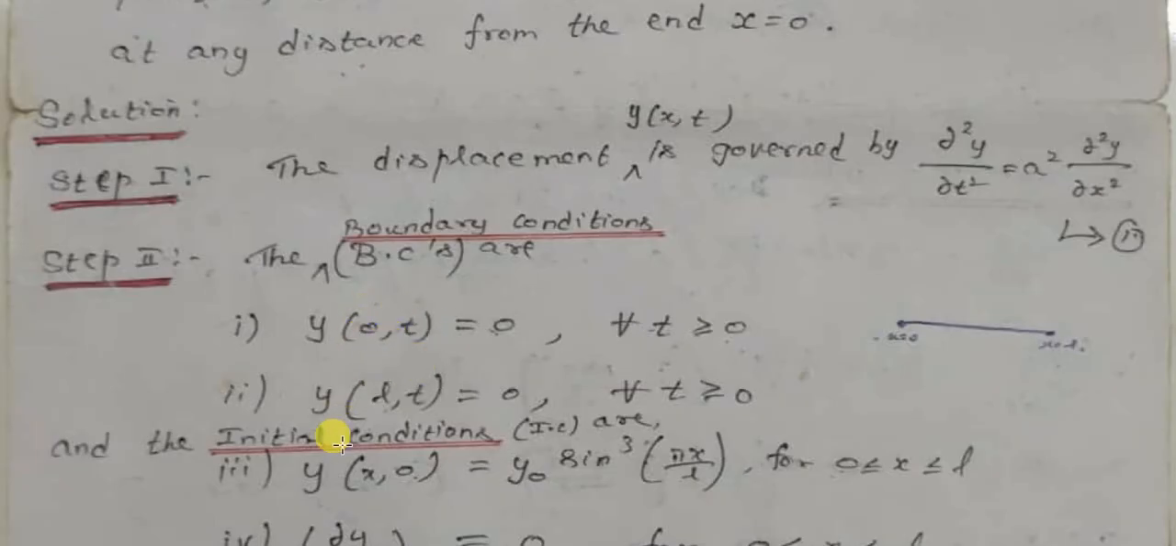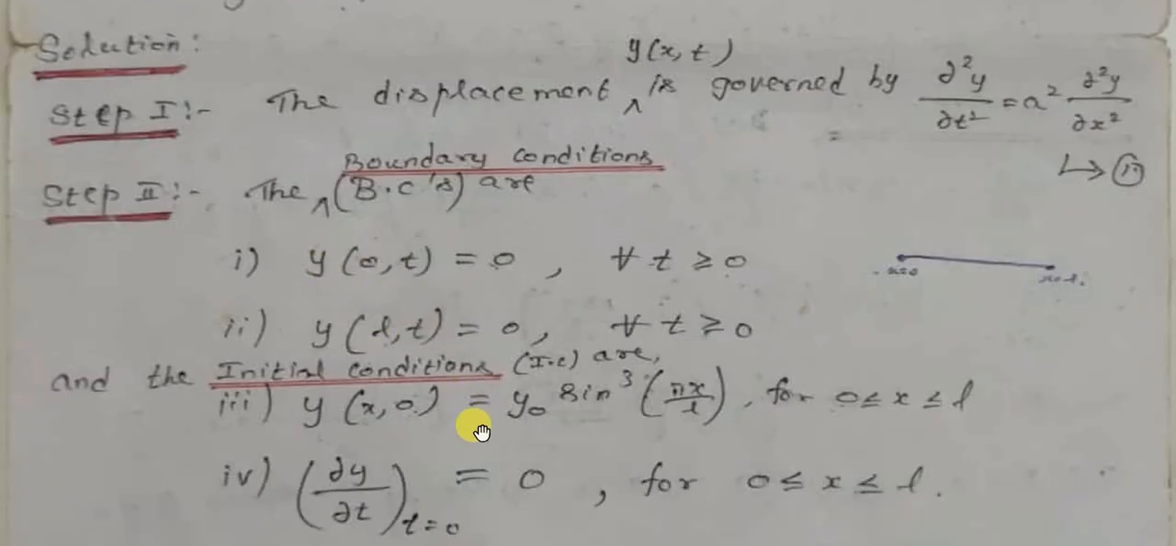Then the second boundary condition is when x equal to L, the other boundary. Here also there is no displacement, so y is 0 when x is equal to L. The existing variable is t, and the range for t is all t greater than or equal to 0. These two conditions are called boundary conditions. Here we are discussing x equal to 0 and x equal to L.